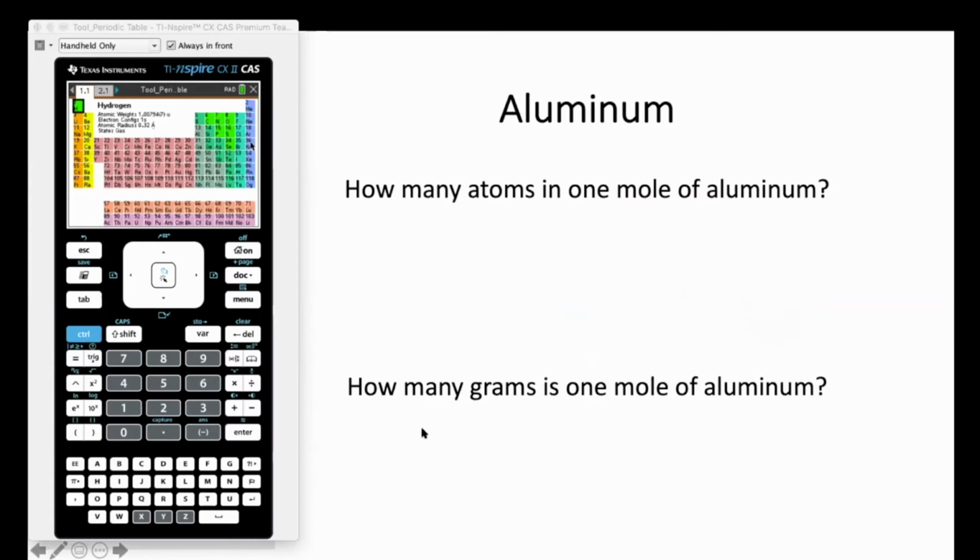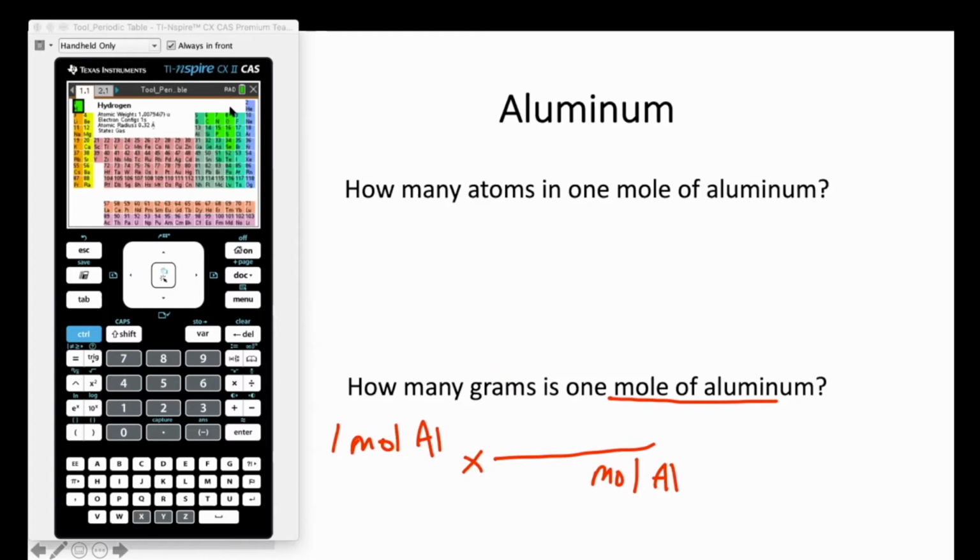All right. Then how many grams is 1 mole of aluminum? This is just dimensional analysis as well. So we've got 1 mole of aluminum. We need a conversion factor to get rid of moles of aluminum. And I can't go directly from moles of aluminum into grams of aluminum with Avogadro's number.